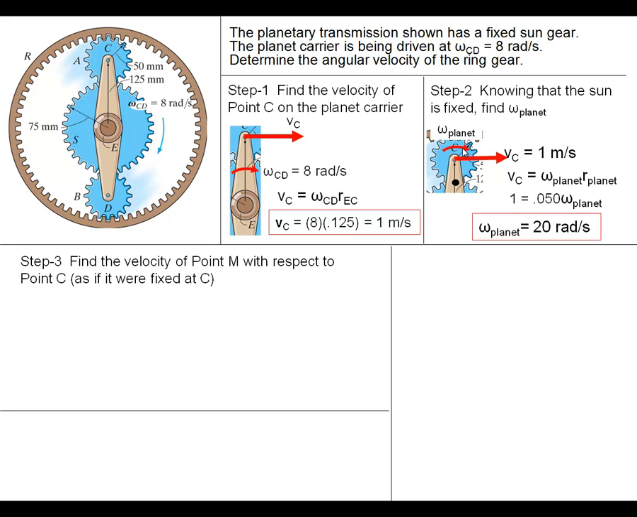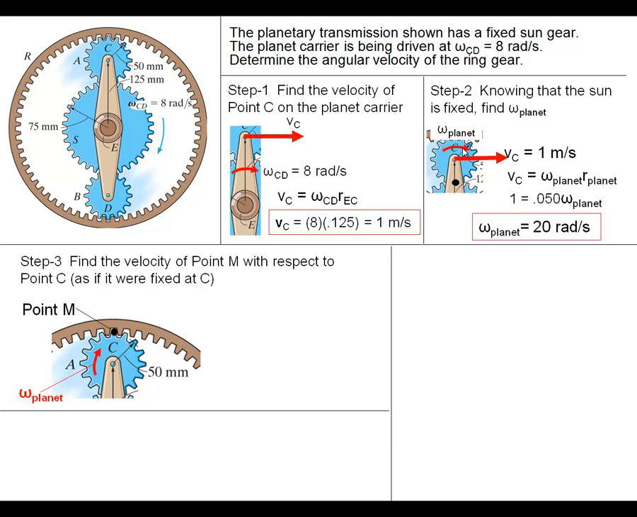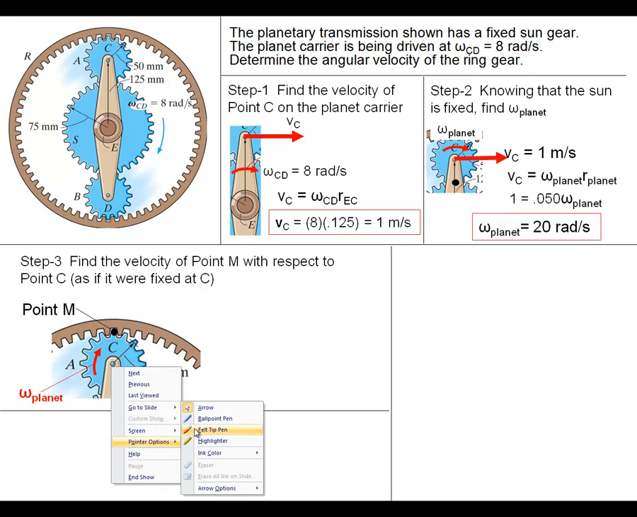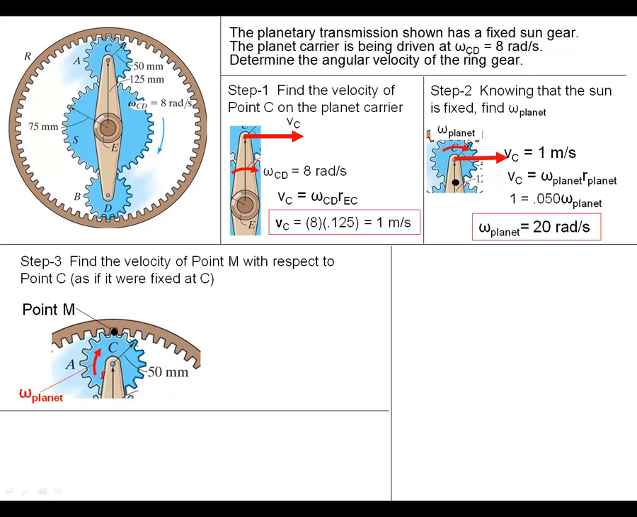Step 3. Now let's find the velocity of point M with respect to point C as if C were fixed. So we're going to say, okay, what if point C, the middle of that planet gear, were fixed? What if that were fixed? So in other words, what if this were just a fixed point right there? Let's draw it as if it were fixed.